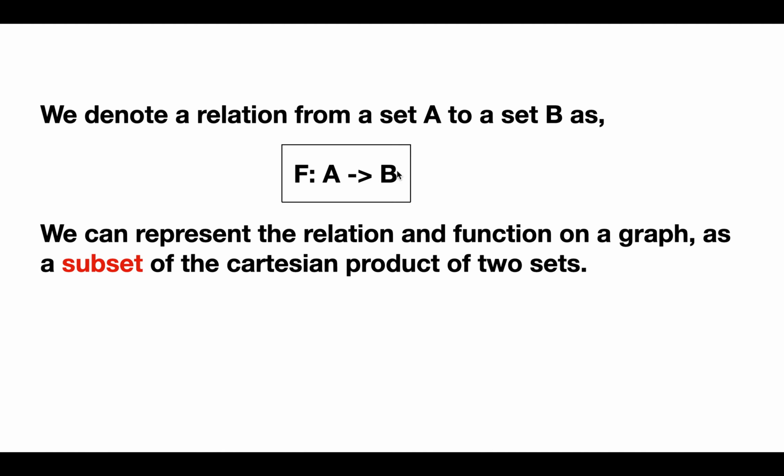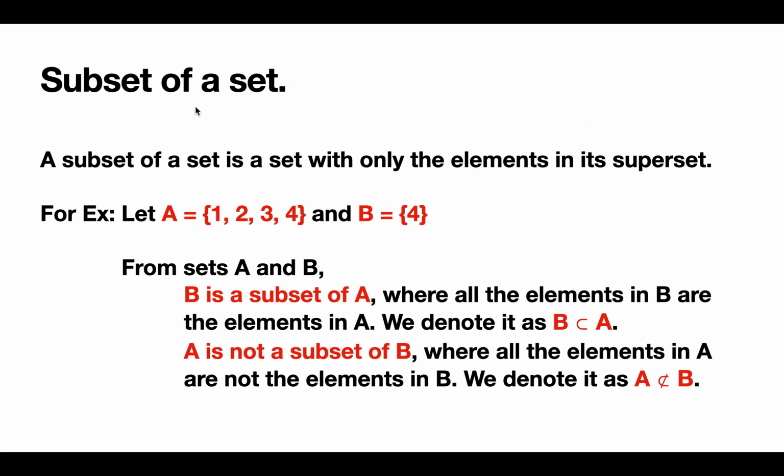As a subset of the Cartesian product of two sets, we'll see this later. What is a subset and the Cartesian product of two sets? A subset of a set is a set with only the elements in its superset. You don't have to worry about what I mean by superset. We'll see it by an example, so you'll know what a superset is.